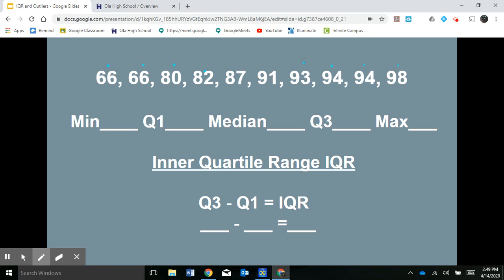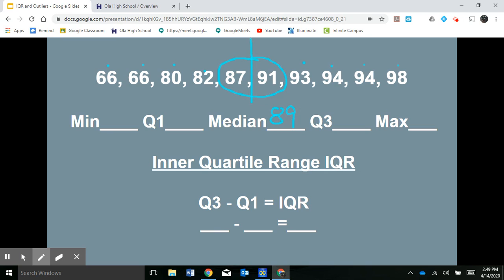Sometimes the median is called Q2, quartile 2, because it's in the middle of Q1 and Q3. Right there, 87 and 91 are my middle two numbers. So I'm going to find the middle number between those two. I could add them up and divide by 2. But this one's easy enough to say that it is 89.